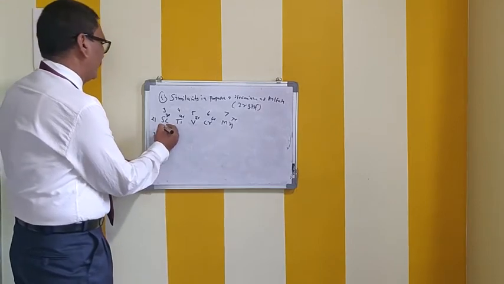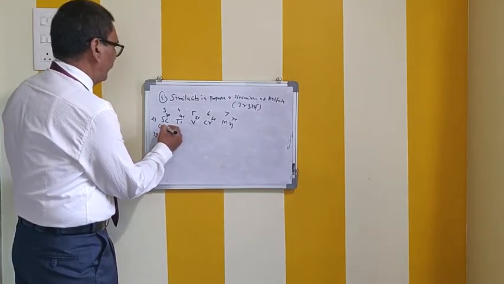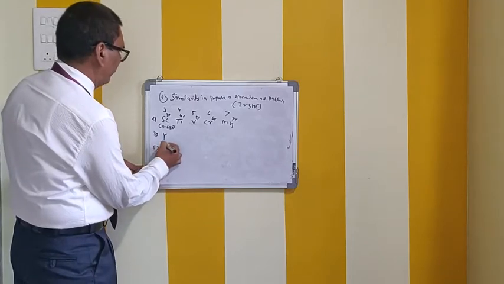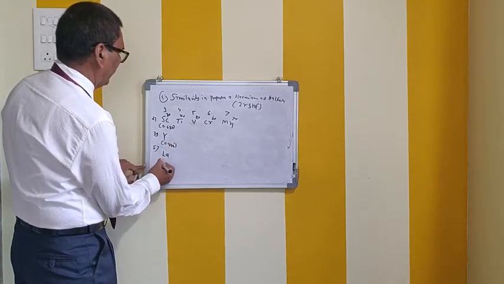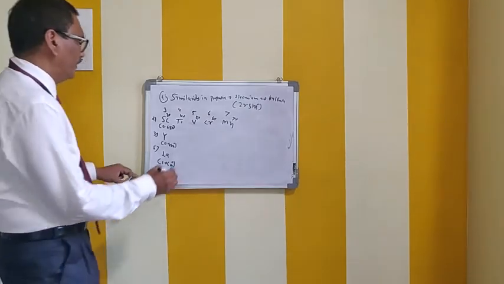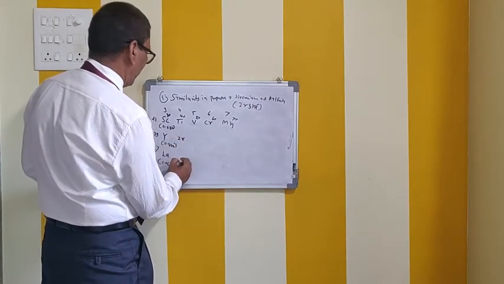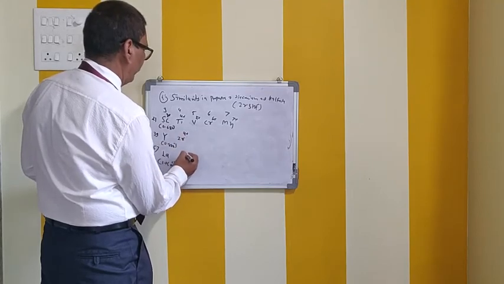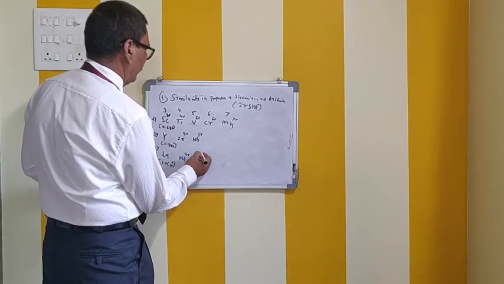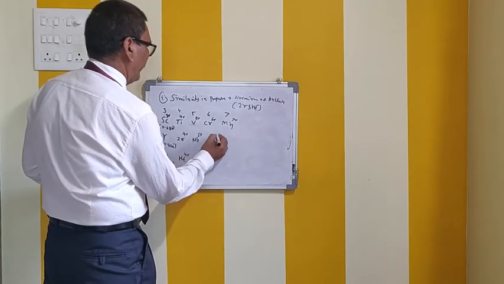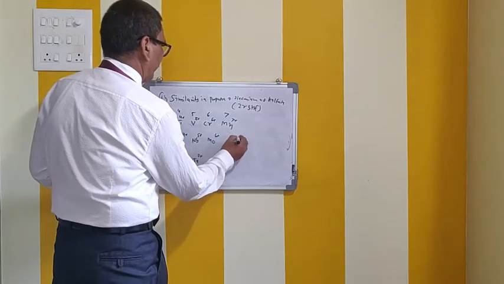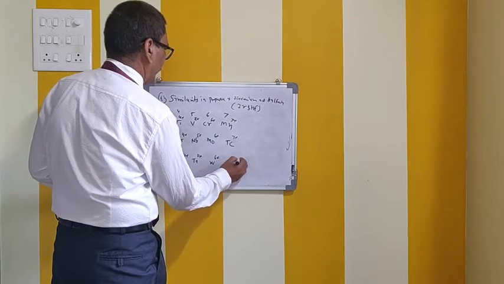Ionic size of scandium is 0.68 angstrom. Yttrium has 0.88 angstrom. And lanthanum has 1.06 angstrom. This is the ionic size. Now here are the elements titanium, zirconium, hafnium, with 4 plus charge. Vanadium, niobium, and then tantalum, 5 plus charge. Chromium, molybdenum, and then tungsten, the 6 plus charge. Manganese, technetium, and then rhenium, the 7 plus charge.